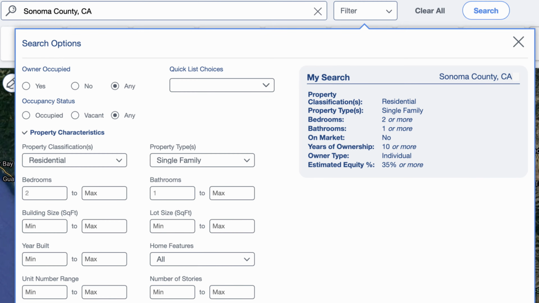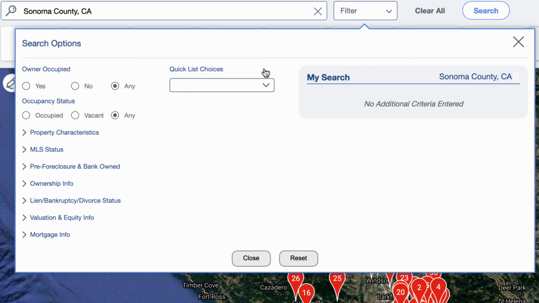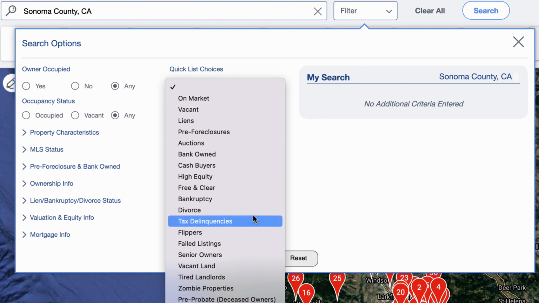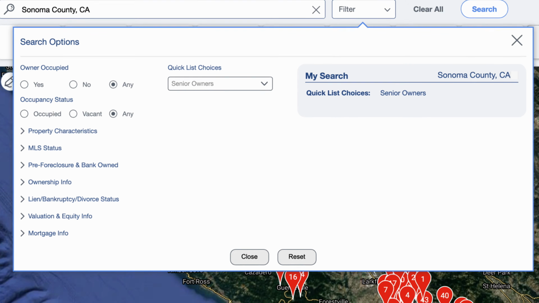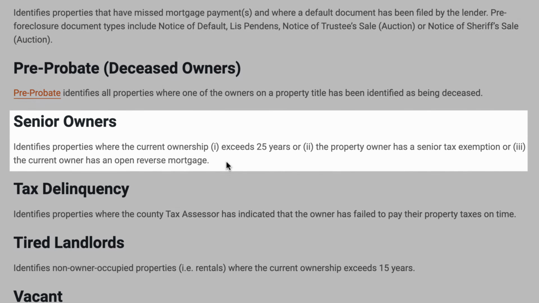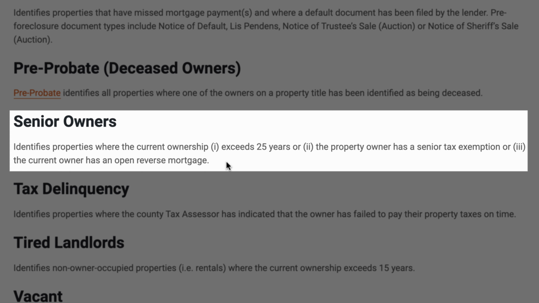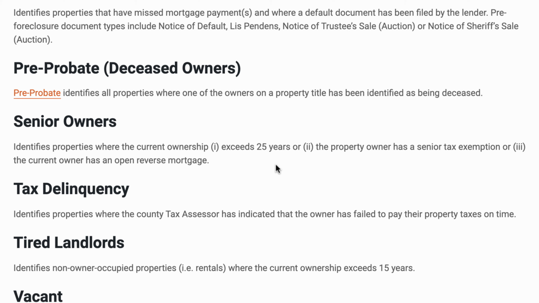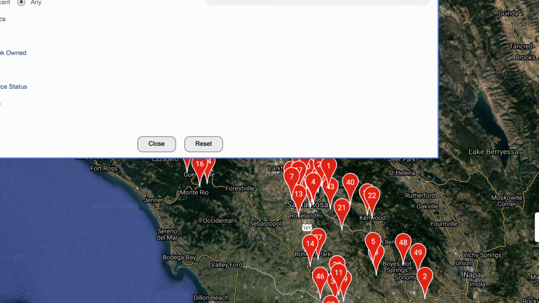Another one we could do, say if we were a real estate investor and we were looking to buy some properties, we could go to these quick list choices and select senior owners, which by the way means one of these three things. We don't necessarily know which one in every case, but they've either owned the property for more than 25 years, or the property owner has a senior tax exemption, or the current owner has an open reverse mortgage. And usually those kinds of things are fairly indicative that the owner is a senior. So we've got that selected.